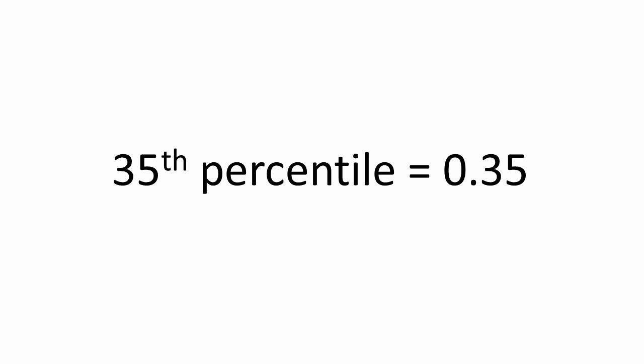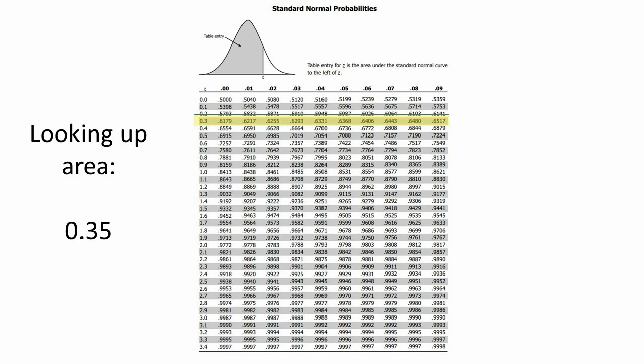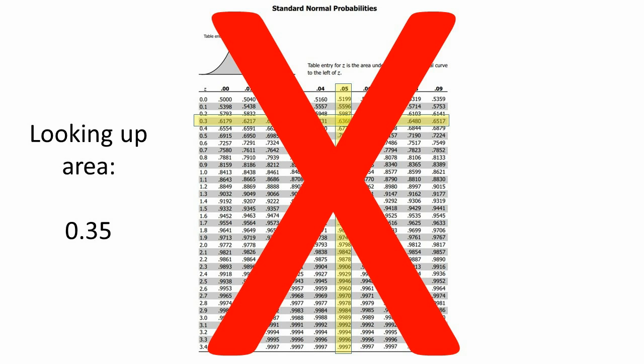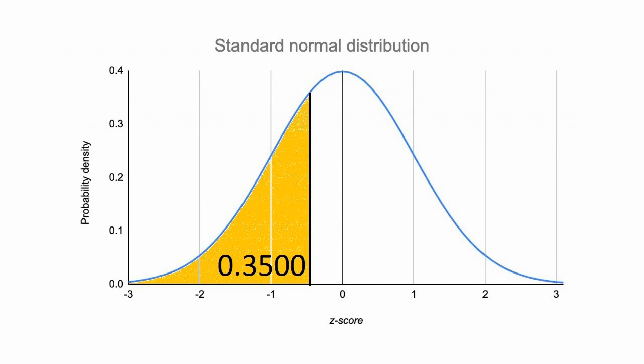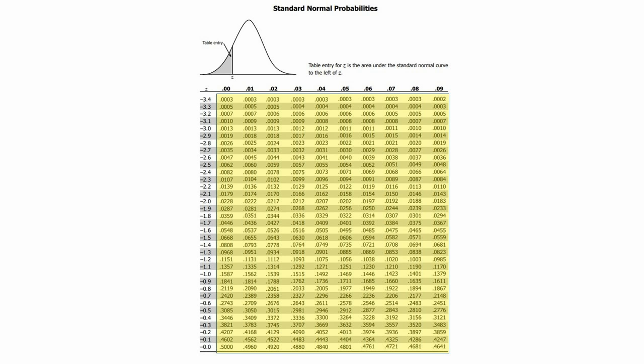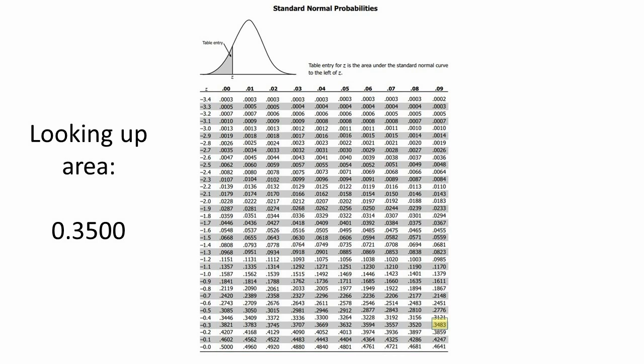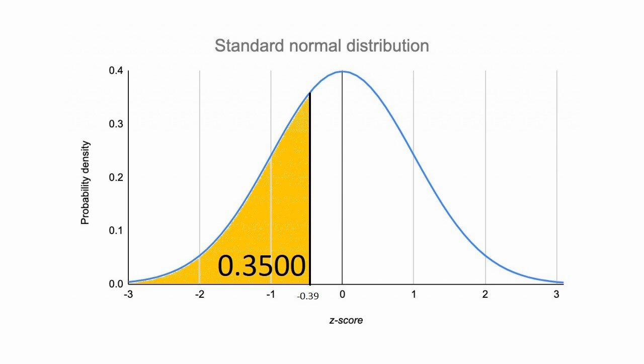Some students will convert the 35% into a decimal, 0.35, then jump to find the Z-score of 0.35. But this is not right. Here, 0.35 is an area. It's the Z-score we're trying to find. Put in a couple extra zeros if it helps, 0.3500. Now find that area, or as close as you can, in the middle of the table. This corresponds to a Z-score of negative 0.39.